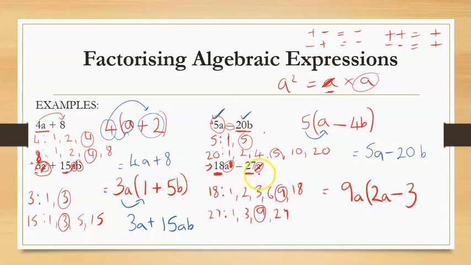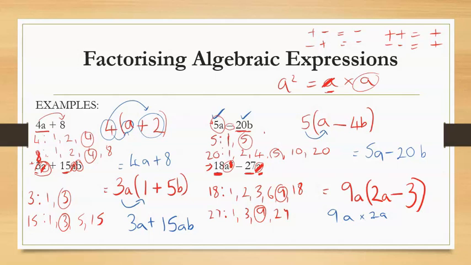Now we've still got this a here. Do we need to include it? No, we don't. We took it out and it will still appear in the answer because it's there, and I'll show you that when we come to expand again. So that is factorising. Now let's expand it again. So 9a multiplied by 2a. I'm just going to write that here. That's the first step in expanding.